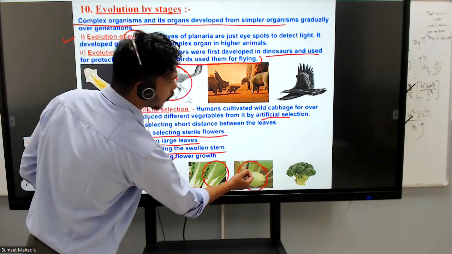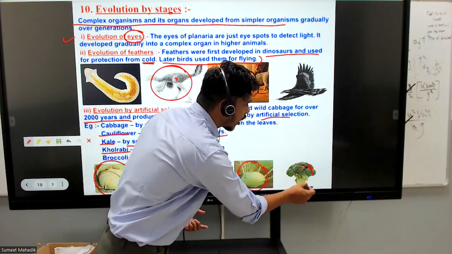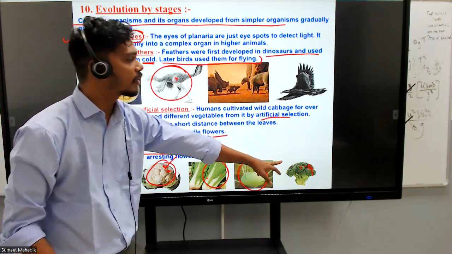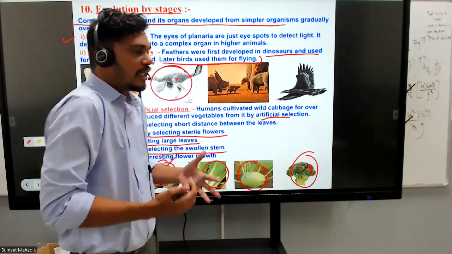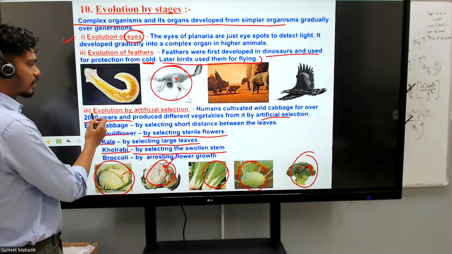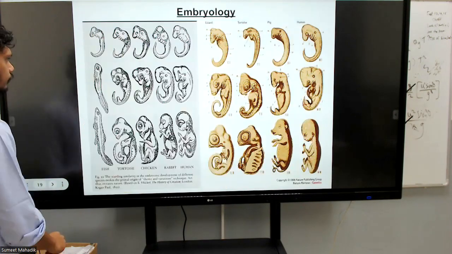Can you see that? A swollen tube is there. And obviously, broccoli is made by arresting the flower growth. These are the flowers. Humans do not want a flower to be there, otherwise it is not eatable. So what are we doing? We are doing it artificially. It is not natural. Artificially, an evolution is happening. Okay, this point is clear.